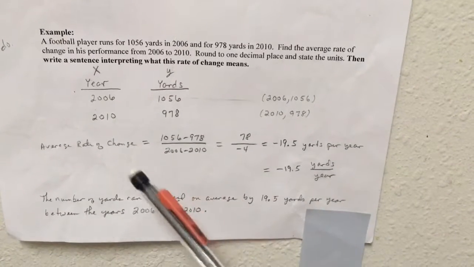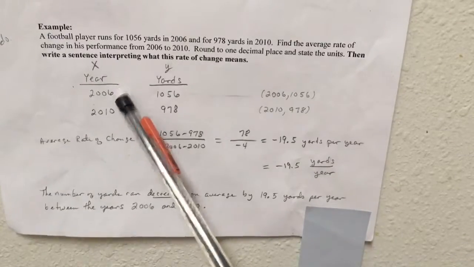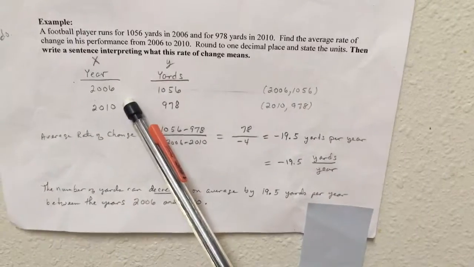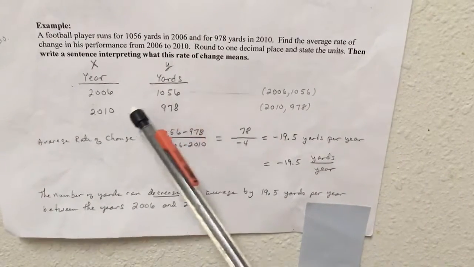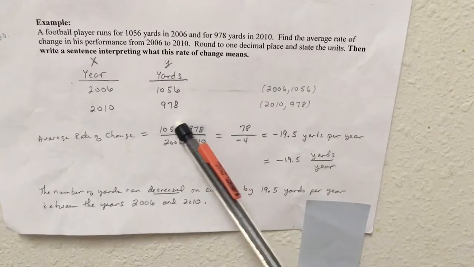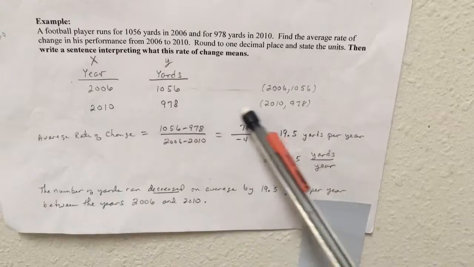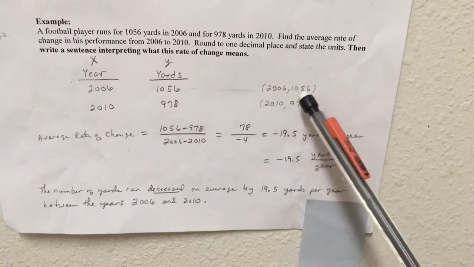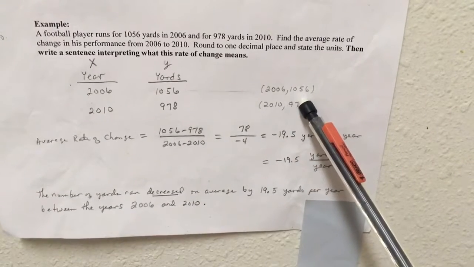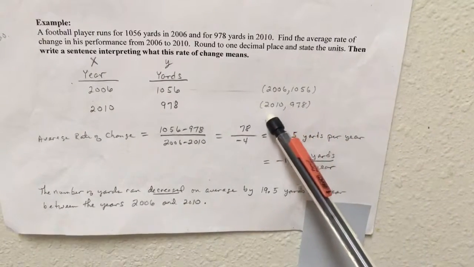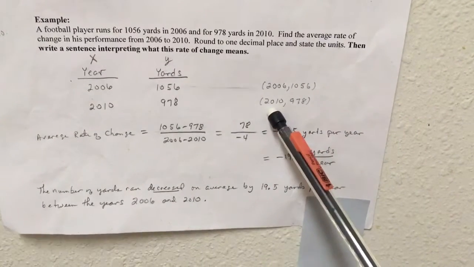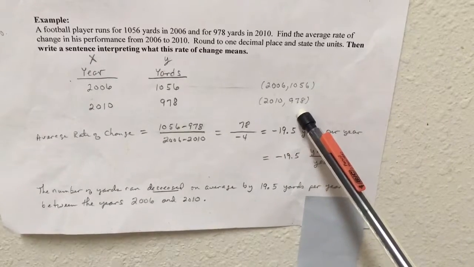Well, the input variable is the year, and the output variable y is the yards. In 2006, he ran for 1,056 yards. In 2010, he ran for 978 yards. So 1 point can be written as (2006, 1056). 2006 is the input, 1056 is the output, and then the other point can be written as (2010, 978). Remember, the first number is x, the second number is y.